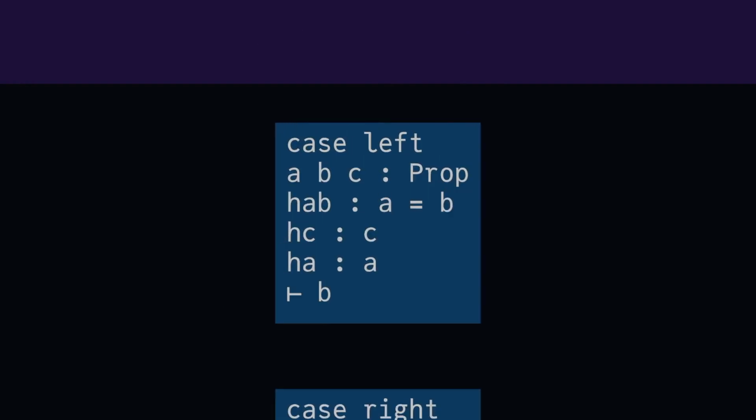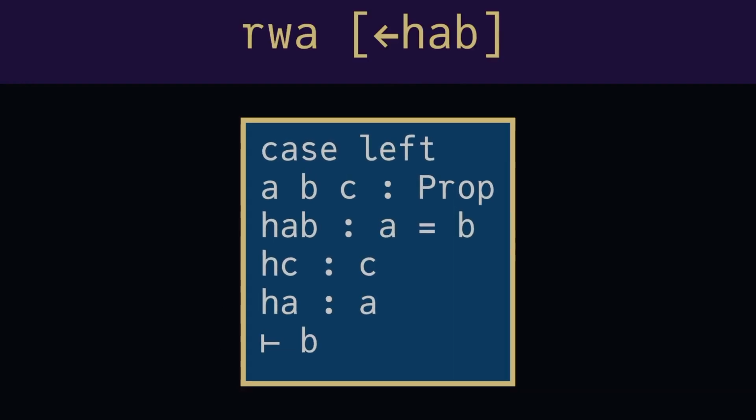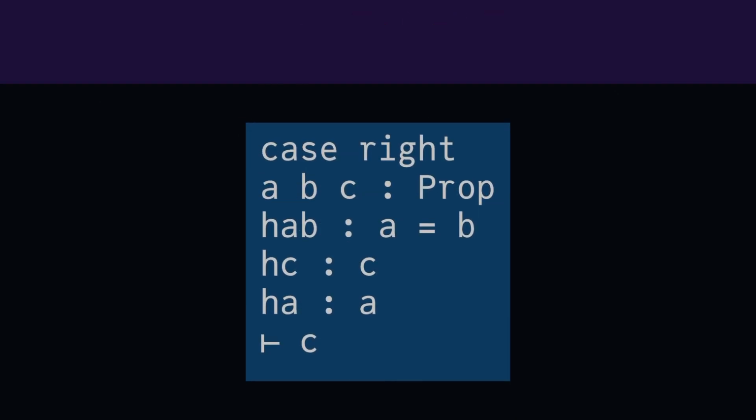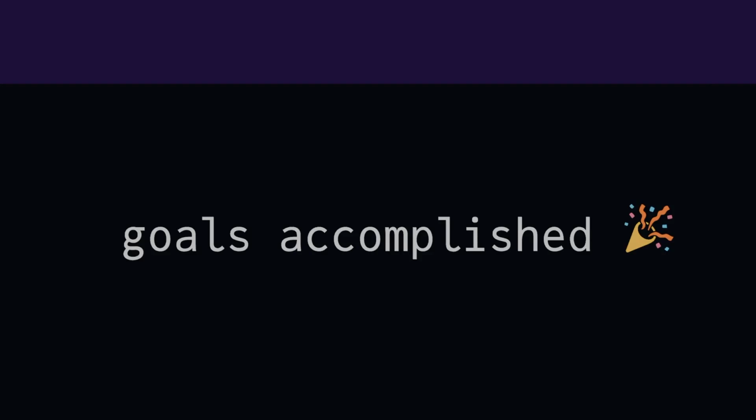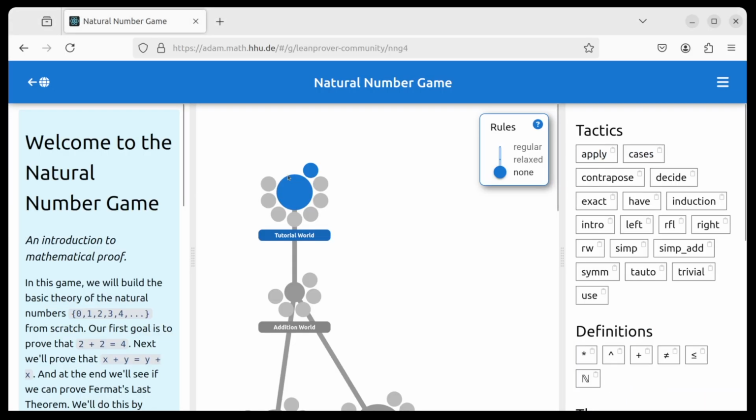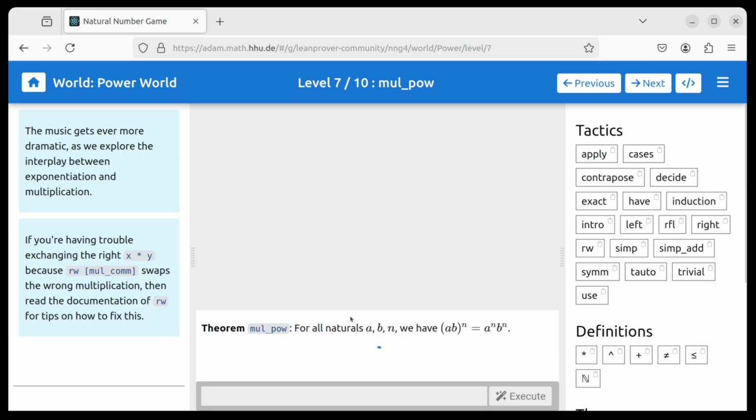In the first case, we apply the rwa tactic, which implicitly uses the hypothesis HA. In the second case, we directly use HC, the hypothesis that C is true. And then we're done. The Natural Number Game is a tutorial website that I highly recommend for Lean beginners.